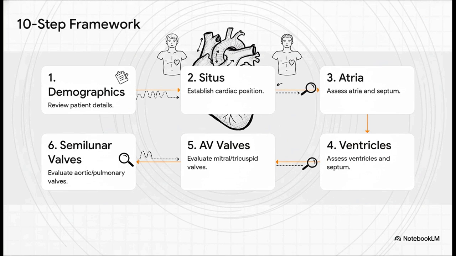We start with the basics. But let me be 100% clear about this. Step 2, establishing cardiac position in situs, is non-negotiable. It is the absolute, most critical first step in your analysis. Before you look at a single valve, before you check a pressure gradient, you have to understand the fundamental layout of that heart, because every other piece of information in that report is seen through the lens of situs.